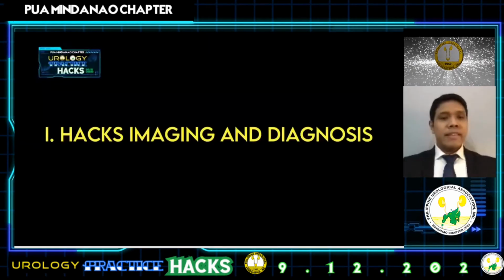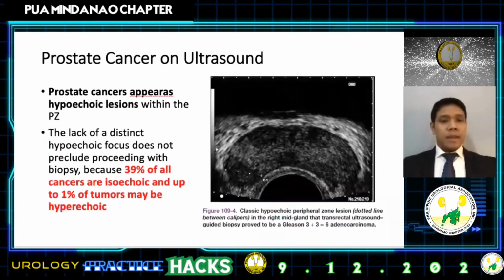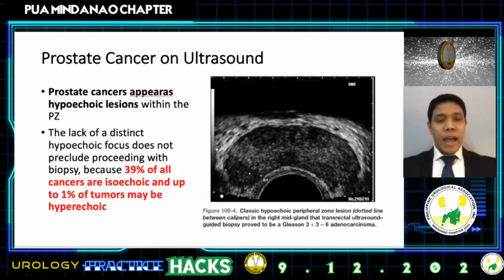So treatment decisions and management start with proper diagnosis of the disease. So I begin with hacks in imaging and diagnosis. The classic lesion of prostate cancer on ultrasound is the hypoechoic nodule in the peripheral zone, although this is only true in roughly half of the cancers.